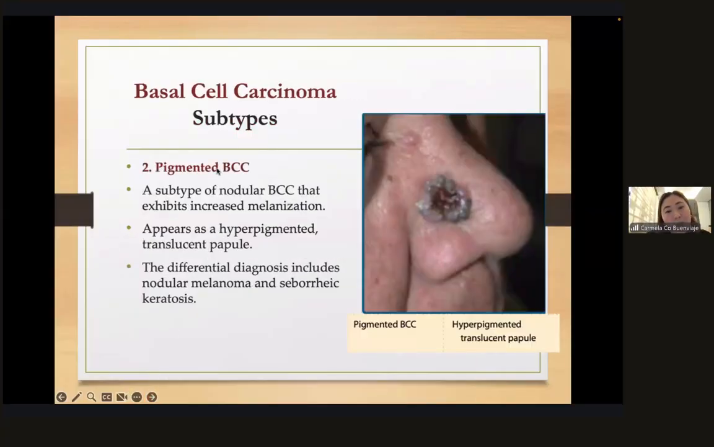So the next subtype would be pigmented BCC. Sorry for the blurred picture. It is a subtype of nodular BCC that exhibits increased melanization. So it's also like nodular BCC, but it's darker in color. It appears as a hyperpigmented translucent papule. The differential diagnosis includes nodular melanoma and seborrheic keratosis.